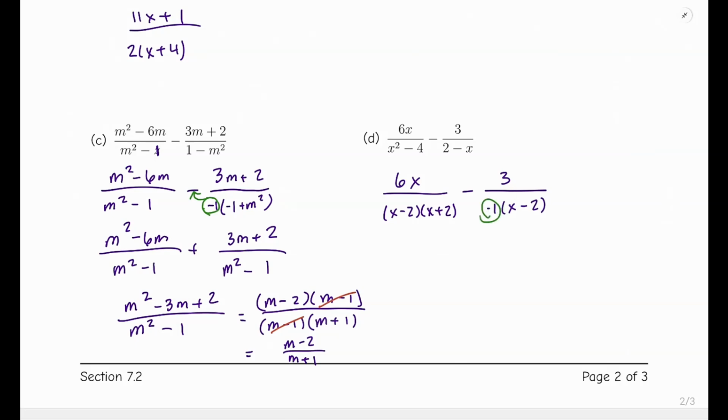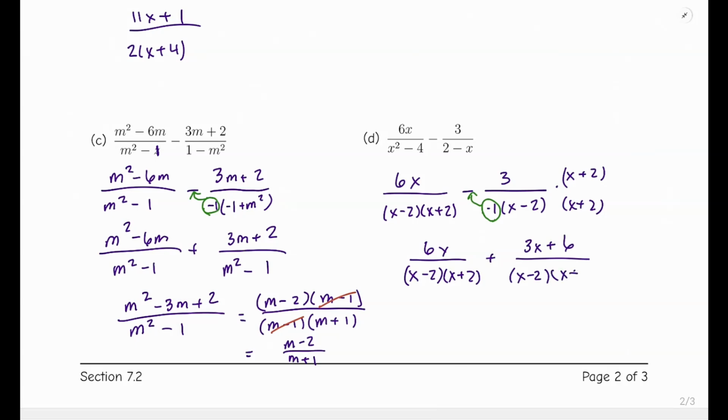This negative 1, I'm just going to multiply to there to make it positive. And then I hope you realize I just need to multiply my second fraction by x plus 2. And then they will have the same denominator. So we get 6x over x minus 2, x plus 2, plus 3x plus 6 over x minus 2, x plus 2.